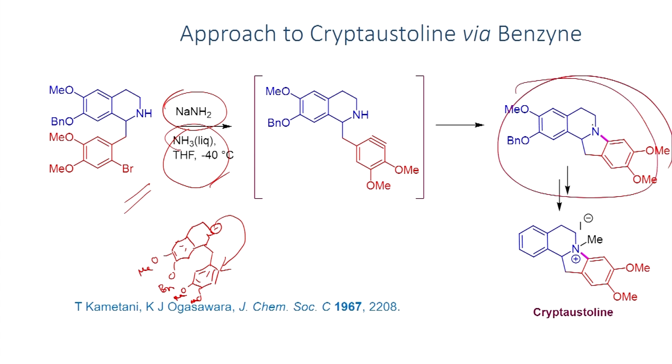Here you make a new carbon-nitrogen bond between this nitrogen and the benzyne, you can make this compound, which when you react with methyl iodide, you can make the salt. This is also a very important alkaloid, and this quinoline-based alkaloid can be readily made. And if you have this substrate, with the base sodamide, you can make the benzyne, it can undergo cyclization, and you can make this alkaloid as the product. As you can see here, this reaction finds wide applications in organic synthesis to make complex molecules.